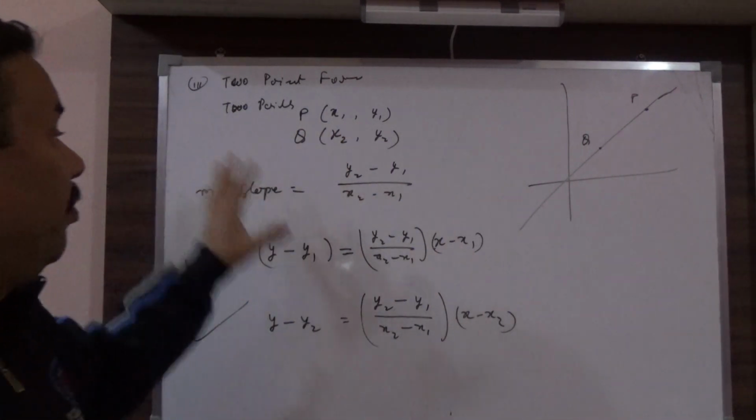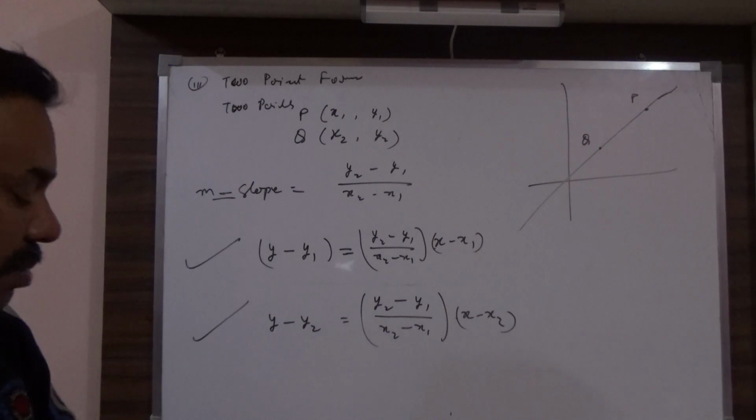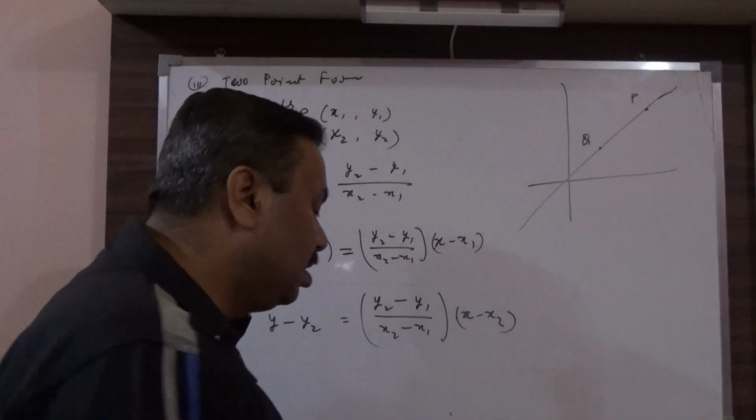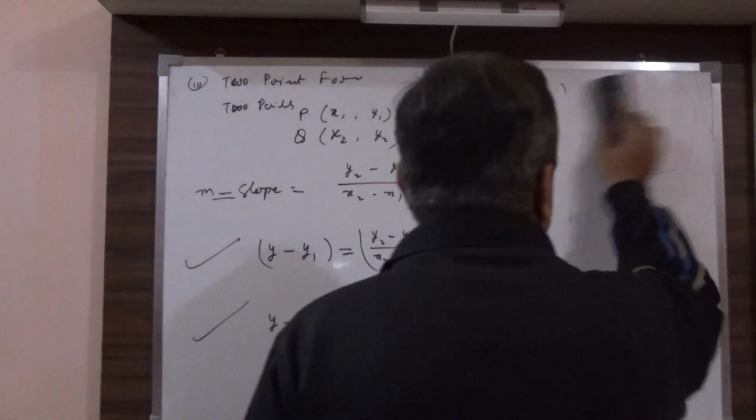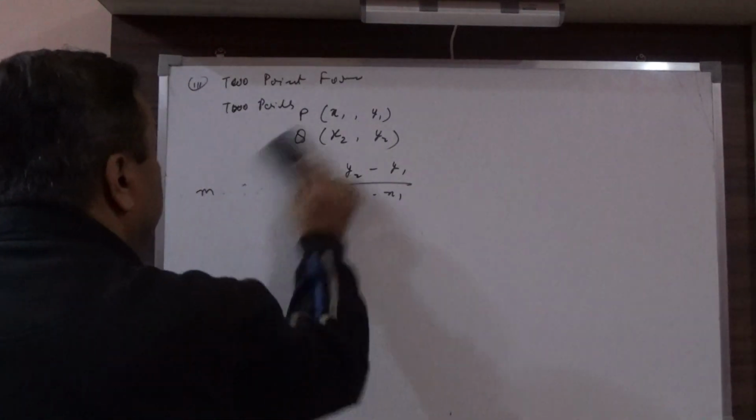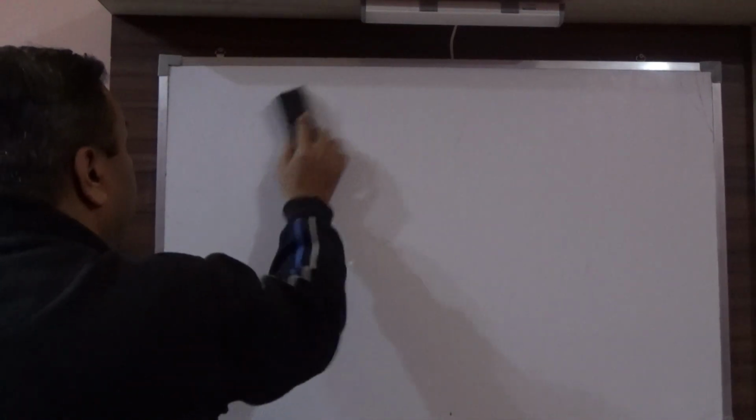Okay, now these are the three forms that have been given to you. Now there is another form also, and that is called the slope or the intercept form.